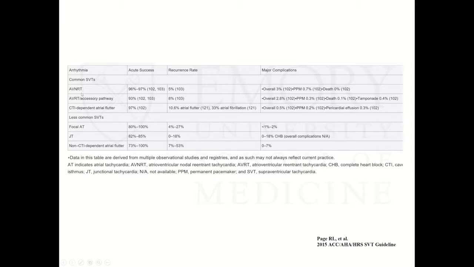How good are we at ablating everything? Well, AVNRT and AVRT are in the high 90s. The recurrence rate is 5 to 8%. The chance of us killing your patient or giving them a pacemaker is 1 in several thousand usually. Complications are pretty low. Flutter, again, very curable. The ones we're not as good at are focal automatic ATs with a recurrence rate up to 27%. Junctional tach, as you can imagine, you're burning on the AV node. This is automaticity from the AV node. Heart block incidence is high. And then atypical flutters, cure rates are probably in the 70% range. The recurrence rates can be as high as 53%. This is useful for your counseling with patients.